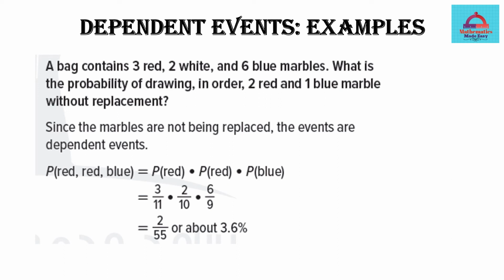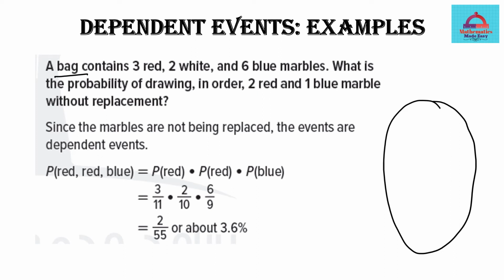Let's take another very similar question, in fact an example on dependent events. I'm doing a rough drawing here. This is, for example, a bag that has some different color marbles. Let's highlight what the marbles are here: 3 red, 2 white and 6 blue.